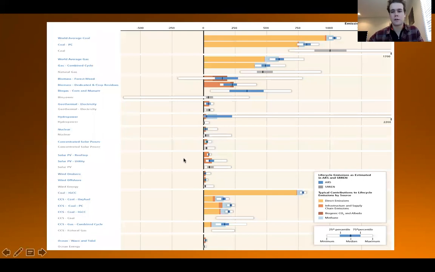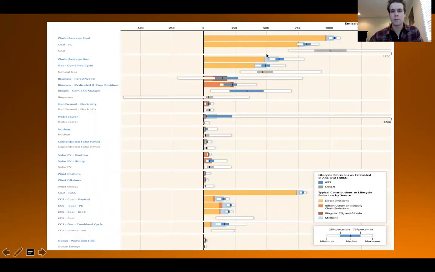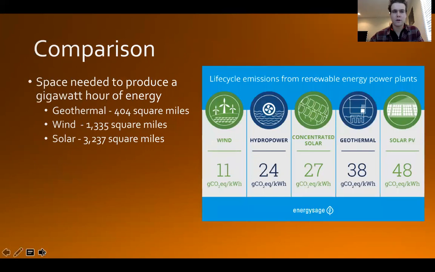So this is just a figure from that IPCC life cycle emissions report. So up here is coal and gas, so very high in their life cycle emissions, and then down here is geothermal, so pretty low comparatively speaking. And then also comparing it to other renewable resources like wind, hydro, and solar, kind of just in the middle.